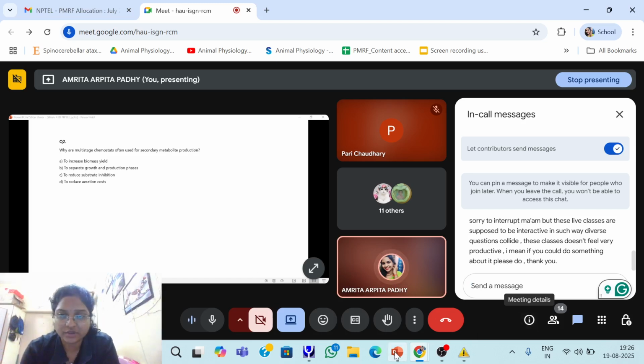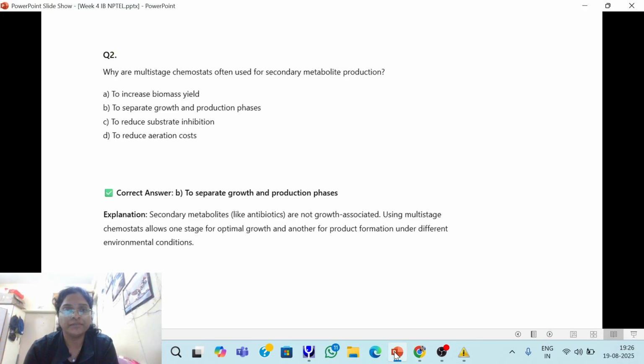Okay, let's see what the correct answer to this question is. It is B, to separate growth and production phases. So, what was the question? Why are multi-stage chemostats often used for secondary metabolite production? And the correct answer is to separate the growth and production phases.